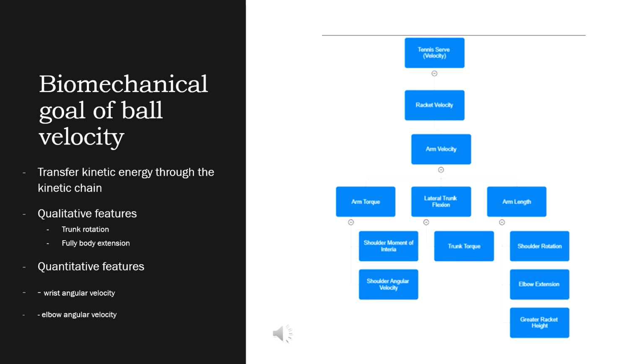The biomechanical goal of creating maximum ball velocity in the tennis serve is to efficiently and effectively transfer kinetic energy. This is transferred through the coordinated kinetic chain, transferring force through the body, creating maximal racket velocity when hitting the ball at impact. This will be identified through critical qualitative features such as trunk rotation when the body fully extends, as well as through quantitative features such as wrist angular velocity, elbow angular velocity, and racket force velocity.